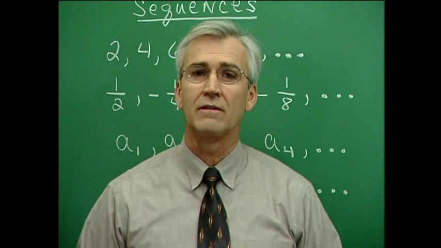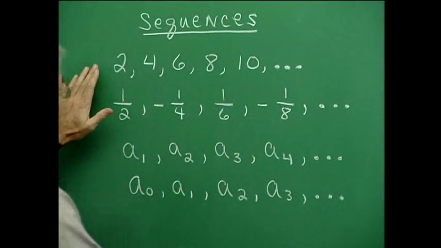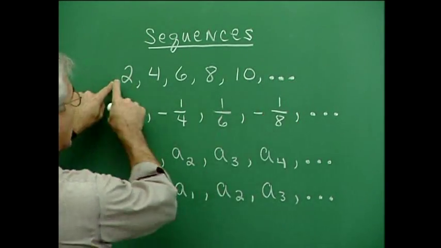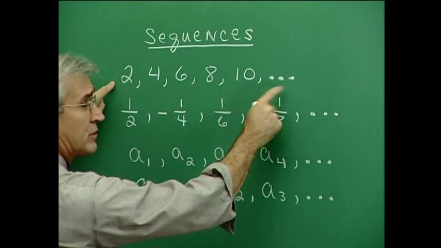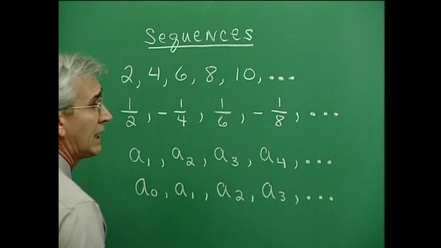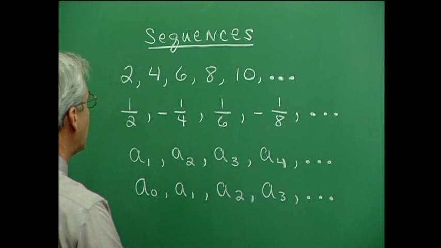Sequences can be thought of as an ordered list of numbers. Here are a couple of examples. Now in this one, notice that the dot dot dot appears here at the end of this group of numbers, and it just means that we're continuing on forevermore. So this then would represent an infinite sequence. Sequences can either be infinite or finite.